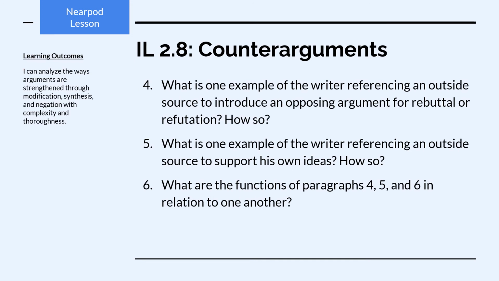Question 6 asks, what are the functions of paragraphs 4, 5, and 6 in relation to one another? Well, paragraphs 4, 5, and 6 create a sort of pattern that this writer, Jake Jamieson, uses a couple of times throughout his essay. Paragraph 4 is where he brings up a particular counter-argument that he then rebuts and starts to refute in paragraph 5 and then further refutes in paragraph 6. Paragraph 6 provides a specific example of the refuting claim that he makes in paragraph 5. So it goes counter-argument, rebuttal and refutation, and then paragraph 6, specific example supporting the rebuttal and refutation.